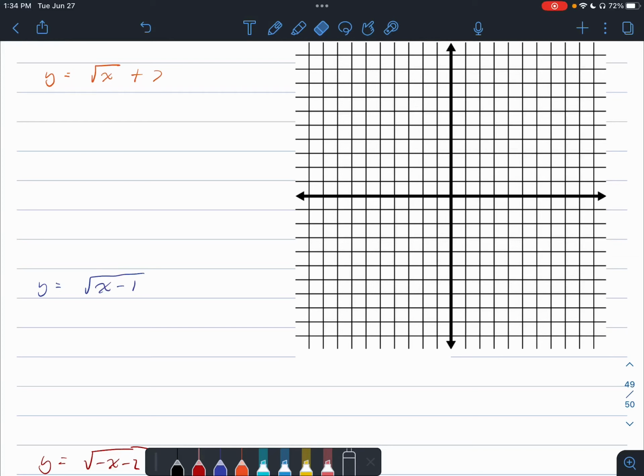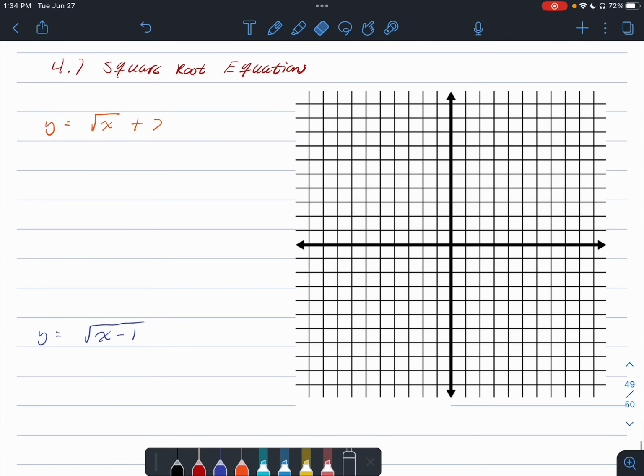All right, so the last video was getting a little long, so I wanted to wrap it up by doing a second part here. So we're going to be graphing square root equations now, okay? So here we have y equals the square root of x plus 7.